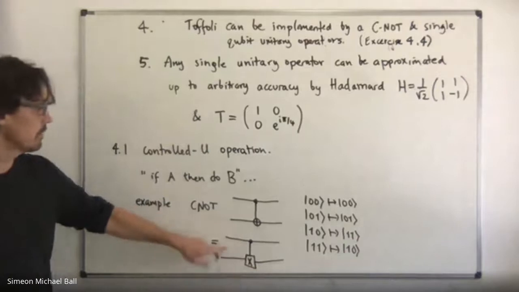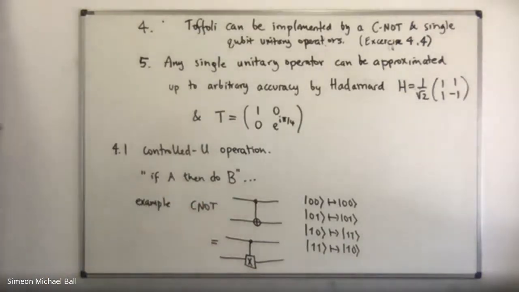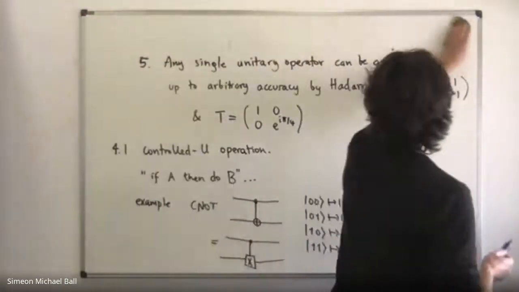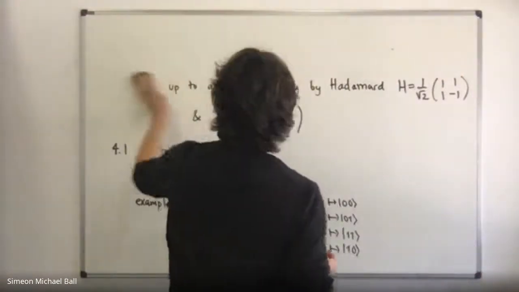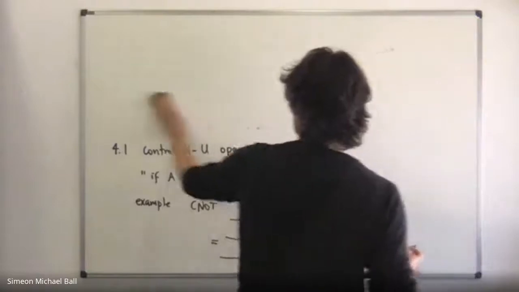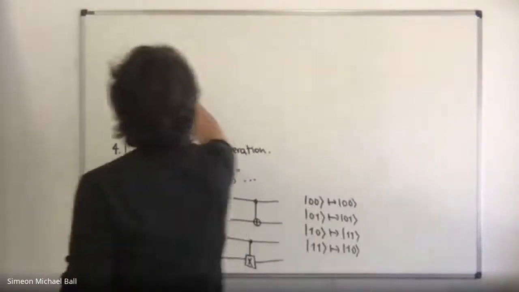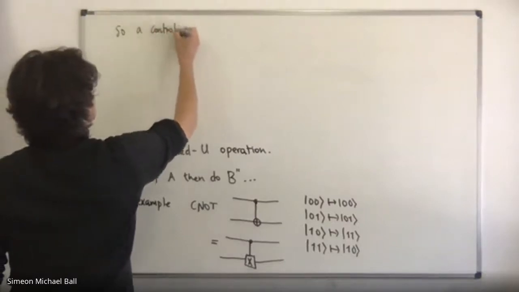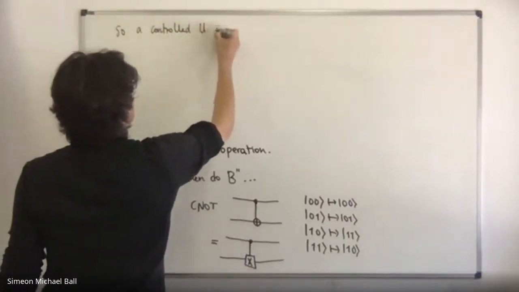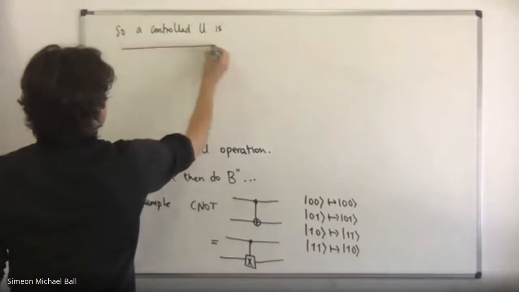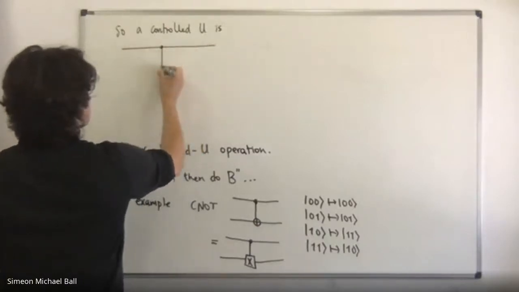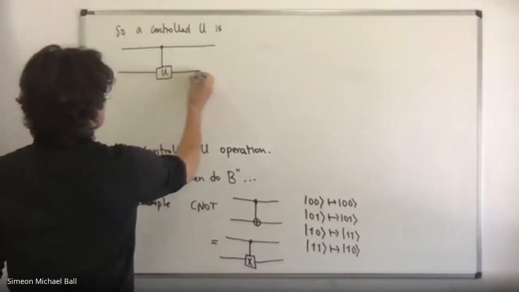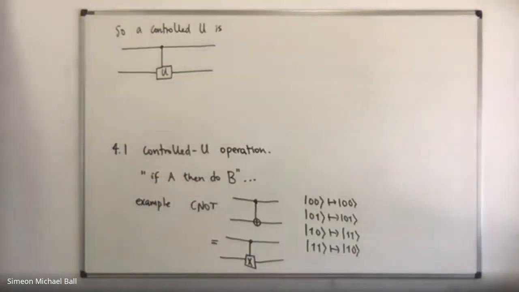Okay, so now we see what a controlled U will be. A controlled U will be: apply U if the first qubit is set to 1.